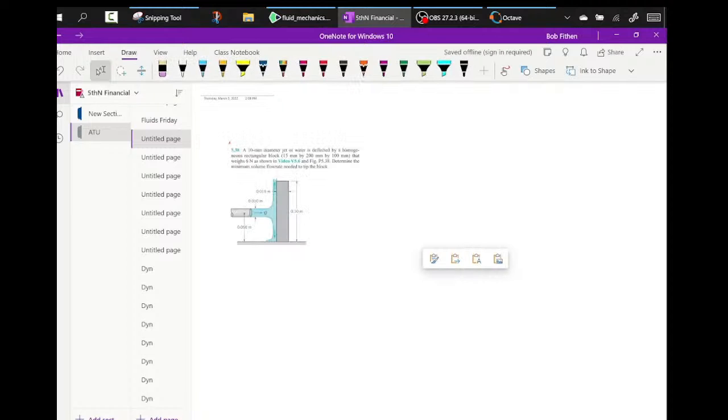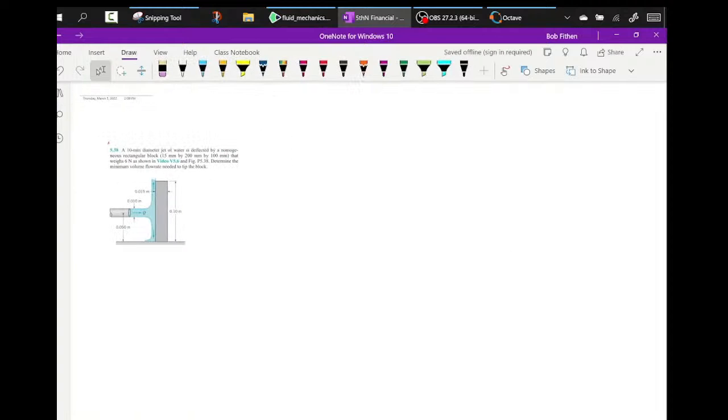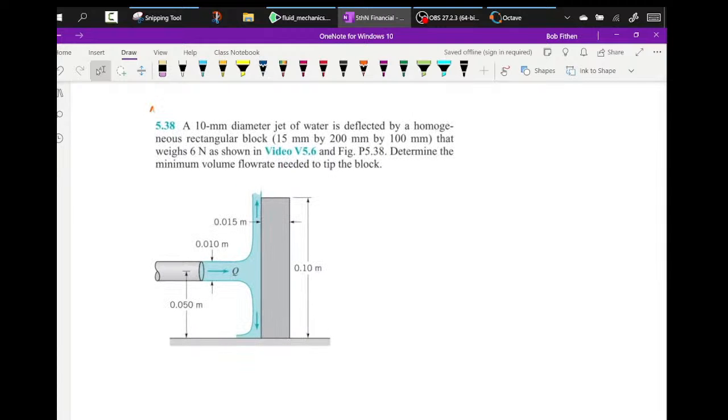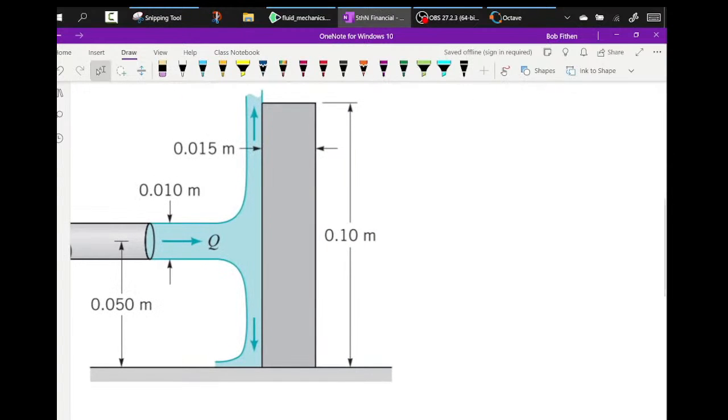Okay, here we go. A 10 millimeter diameter jet is deflected by the homogeneous rectangular block, which is that. It weighs 6 newtons. Determine the minimum flow rate needed to tip the block. Okay. Some assumptions.